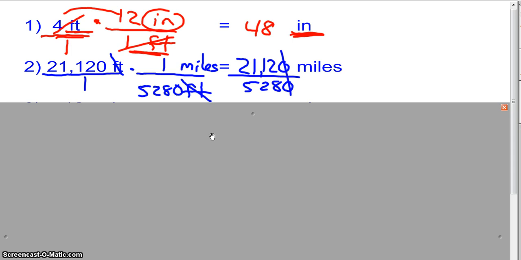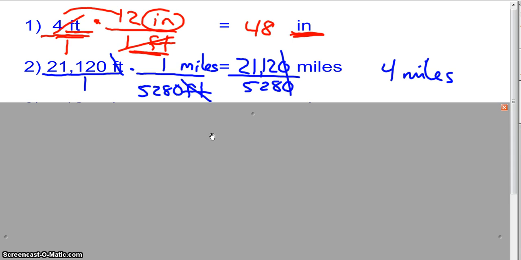How many times does 528 go into 2,112? I divided by 10 first. Did you see that? And then guess what? It goes in evenly. Who knows? If you guess 3, 8 times 3 ends in a 4. 8 times something ends in a 2. 8 times 4. So this goes in exactly 4 miles.